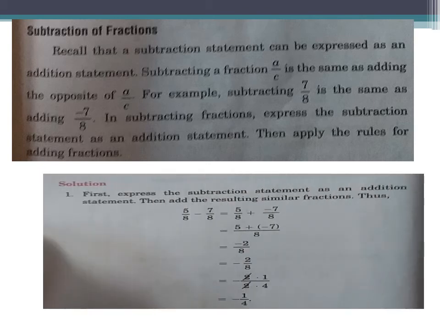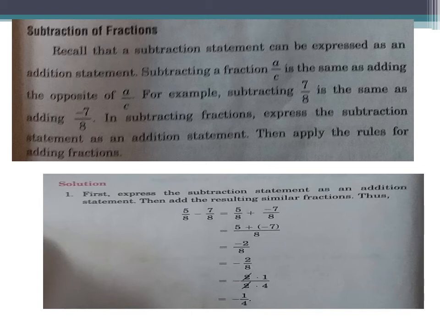Example. First, express the subtraction statement as an addition statement, then add the resulting similar fractions. Thus, 5 over 8 minus 7 over 8 is equal to 5 over 8 plus the opposite of 7 over 8, we have negative 7 over 8. Now, they share a common denominator, so just simply add the numerators, 5 plus negative 7. Since they do not share a common sign, just simply subtract, then copy the sign of the bigger number, which is negative. So 5 plus negative 7 is equal to negative 2 over 8.